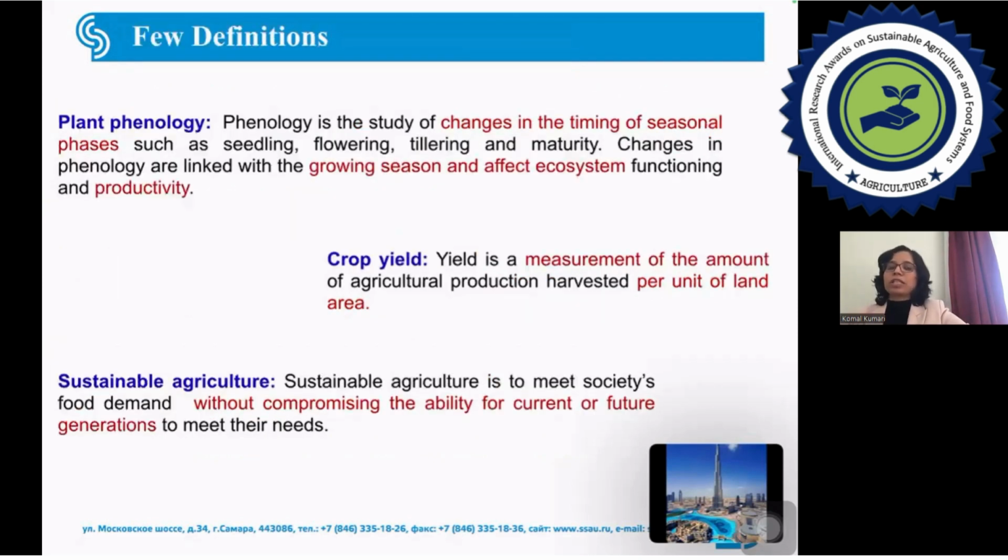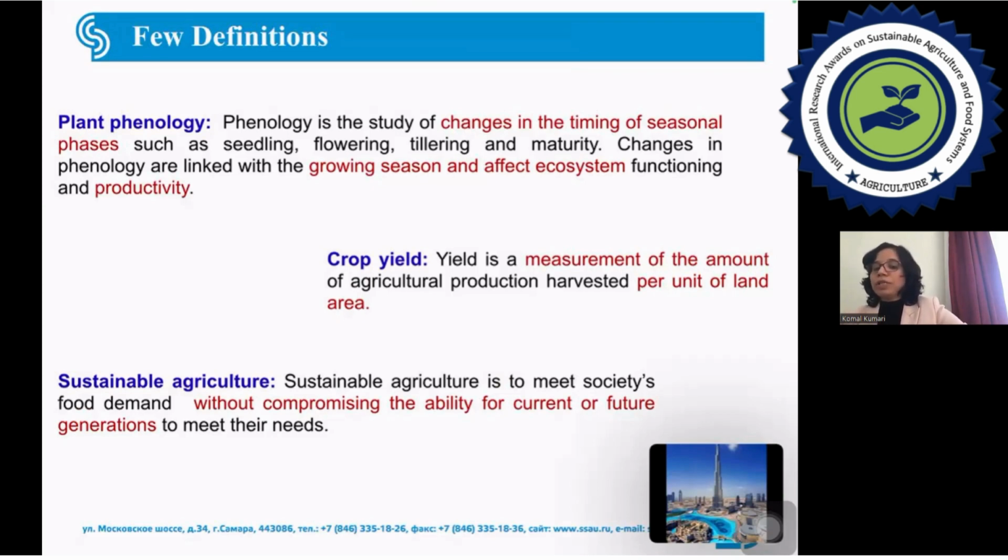I would like to explain a few definitions which are important to understand in this class. Plant phenology. Phenology is the study of changes in the timing of seasonal phases such as seedling, tillering, jointing, rooting and maturity. It is related to the growing season and affects ecosystem function.